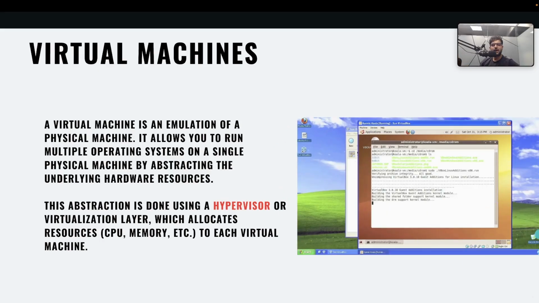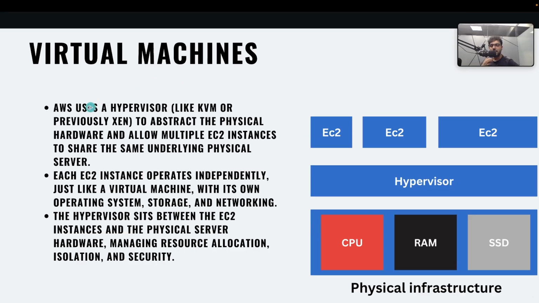So this is how you can create an Ubuntu, just like a screenshot that I got, Ubuntu running inside a Windows machine. In the case of AWS, it uses a hypervisor to abstract the physical hardware and allow multiple EC2 instances to start and share the underlying infrastructure, the underlying resources. Each EC2 instance operates independently, just like a virtual machine with its own operating system, storage, networking.